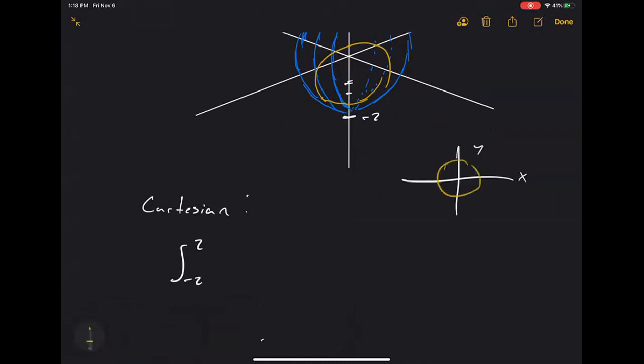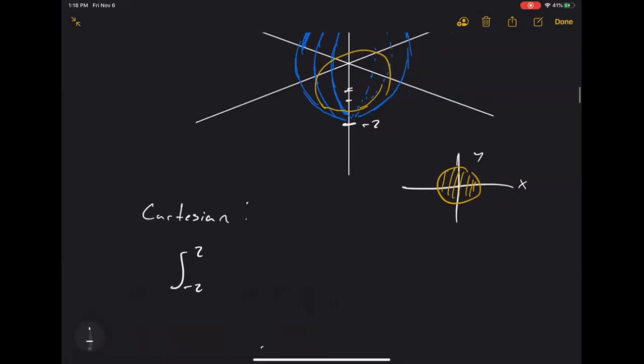It looks something like that. Okay, that's what my cross section looks like. And then let's see, what is the radius of this circle? Well, it depends on what z I'm at, right? So this outer boundary is coming from the equation x squared plus y squared plus z squared equals 4. Okay, and then we're treating z like a constant.